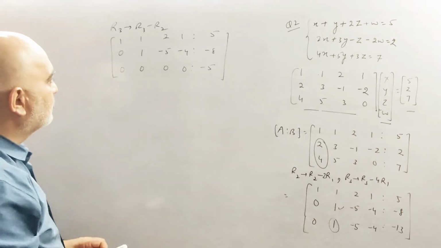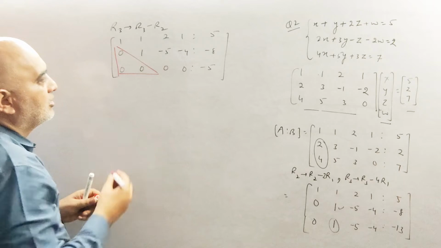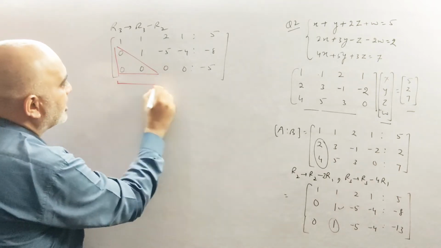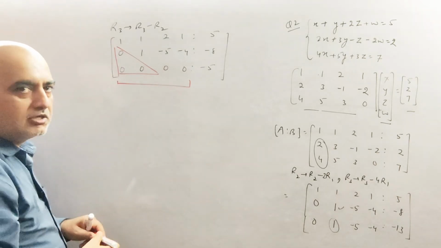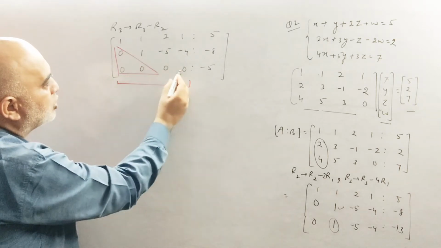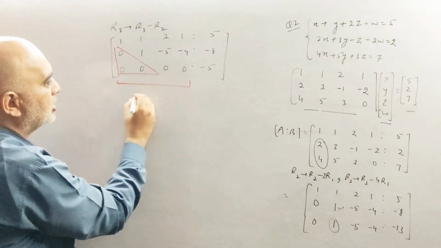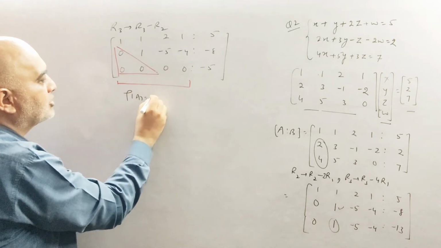Right? So after converting into this format, that is an upper triangular format, we have to check what is the rank of this A. So what is the rank of A? In the A, we have to observe there are two non-zero rows. First row, second row, and in this, all the elements are 0. So rank of A will be 2.